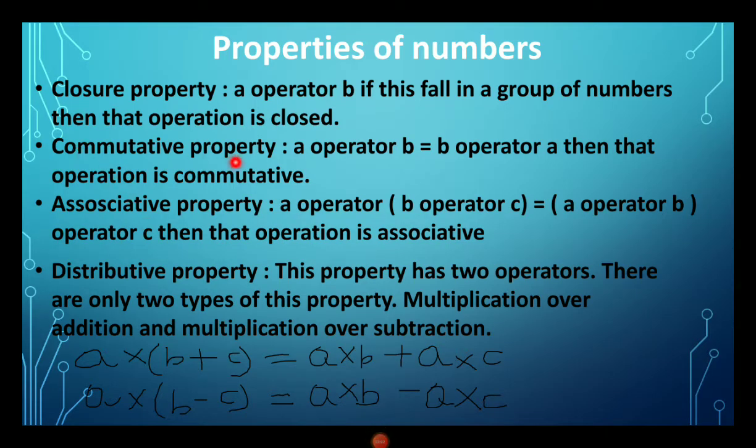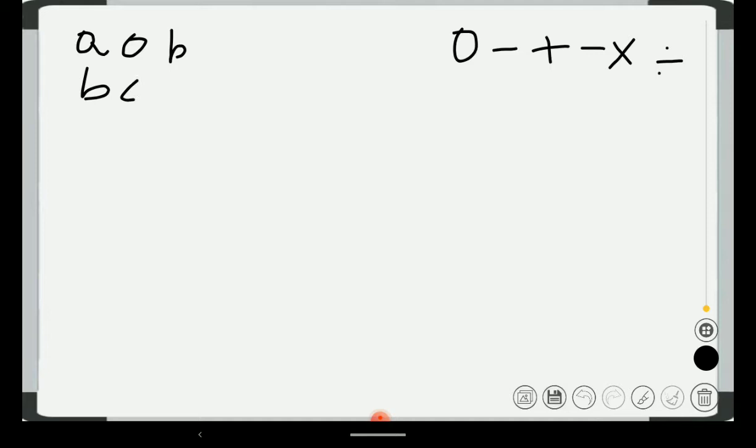Now the commutative property. If A operator B is equal to B operator A, then that operation is commutative. Let's look at this in detail. The operators are plus, minus, multiply, and divide. Commutative means reverse the numbers. So let's test it. Let's take 6 and 7.